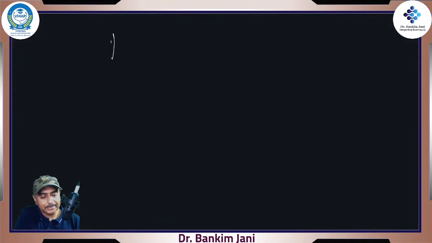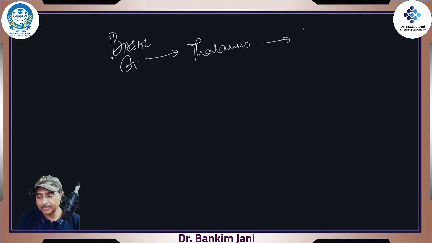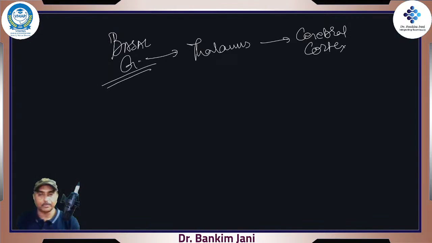So basal ganglia, right? Basal ganglia talk to thalamus, and thalamus talks to cerebral cortex. So one thing is very clear: basal ganglia pick up information from the surroundings, right? It is not coming all the way from the spine.